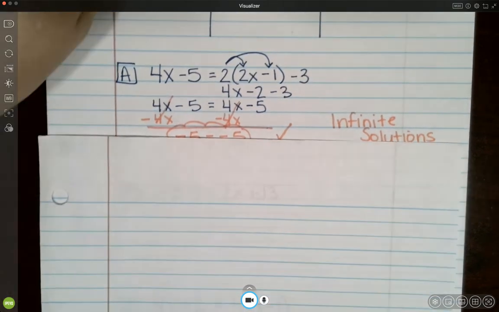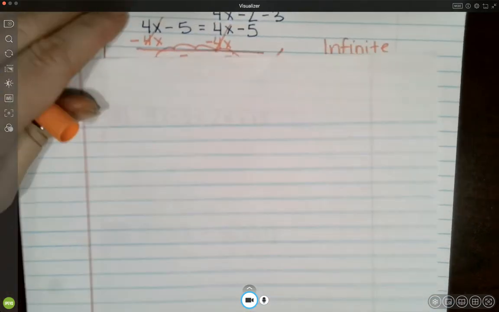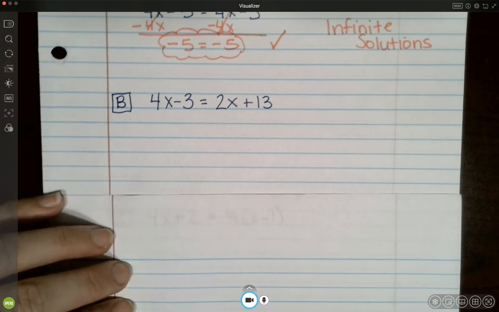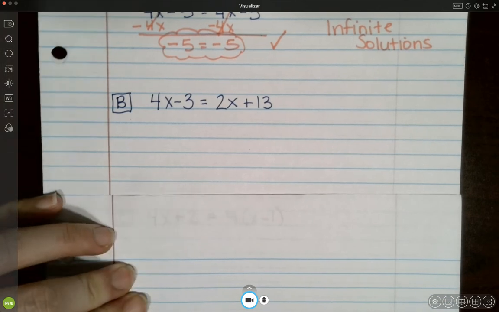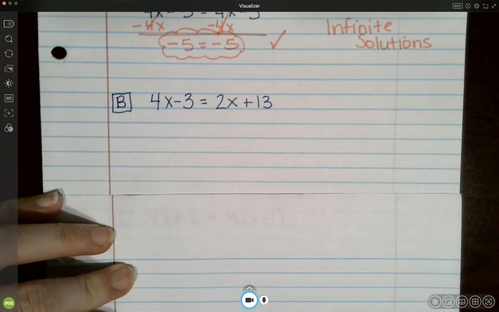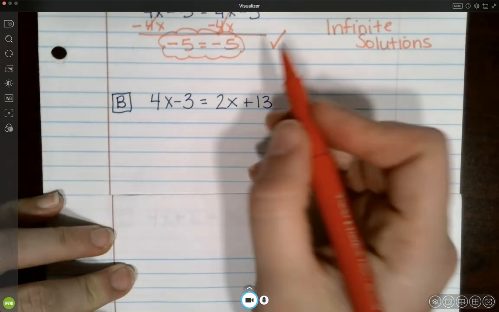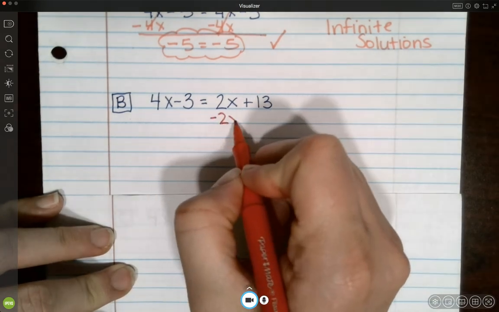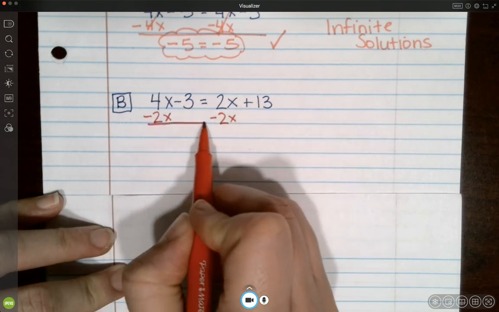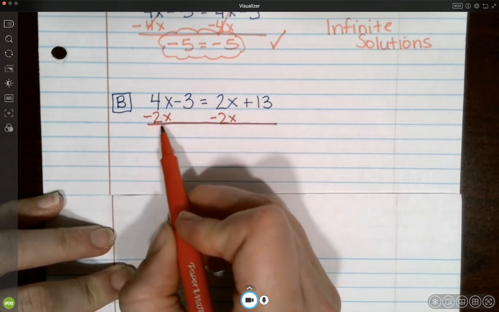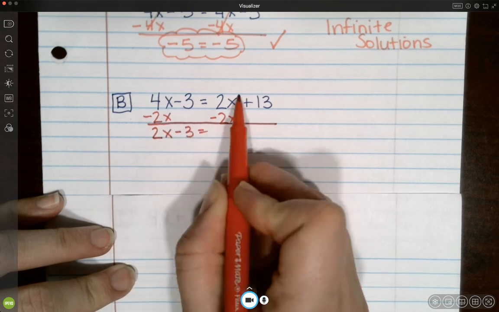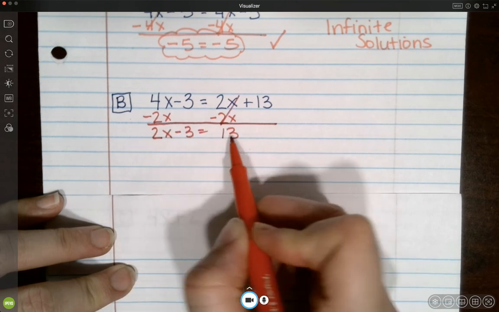Okay, let's take a look at this next equation. We have 4x minus 3 equals 2x plus 13. So again, the first step is we're going to check for any parentheses. Nope. So we can get started. I'm going to move the smaller variable, so I'm going to do minus 2x on both sides. What I do to one side, I do to the other. Big equal sign bar. 4x minus 2x makes 2x. Minus 3 equals, those cancel, 13.